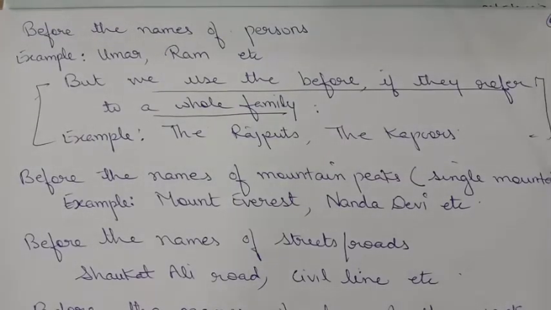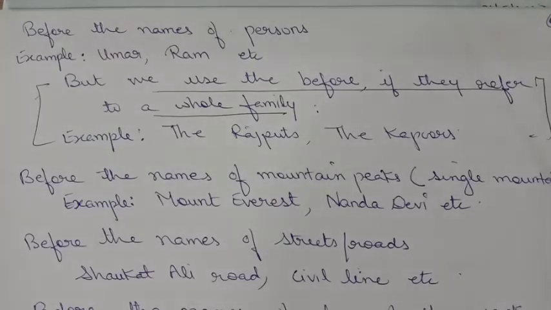Before the names of persons you cannot use the. Can you say the Ram, the Umar? No. But we use the if they refer to a whole family. When they are referring to the whole family, there you can use the Rajputs, the Khans, the Kapoors. Before the names of mountain ranges you use the, but before the name of the mountain peaks, meaning a single mountain, there you cannot use it.